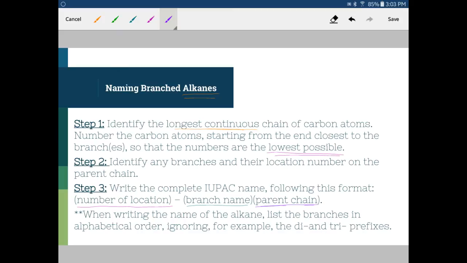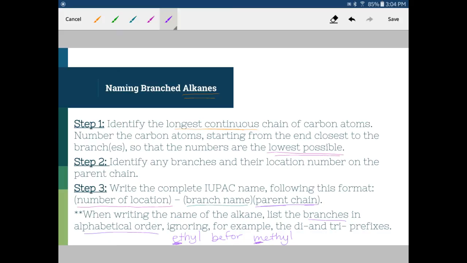Now one thing that you need to remember, because IUPAC has very, very specific rules when we're naming these things, is we write the name of the alkane, but we list the branches in alphabetical order. So we ignore the di and tri prefixes on those, but when we're naming our branch names, we would name ethyl, which is 2 carbons, before methyl. Again, because we write it in alphabetical order, E before M. So that's the rules to remember.